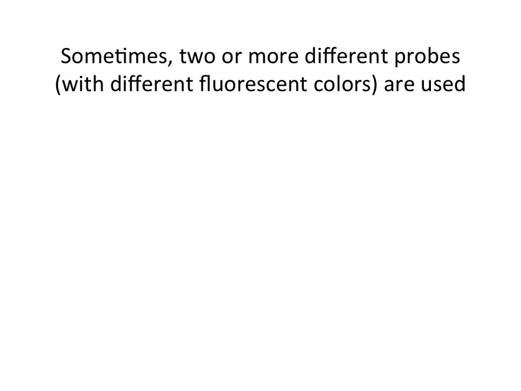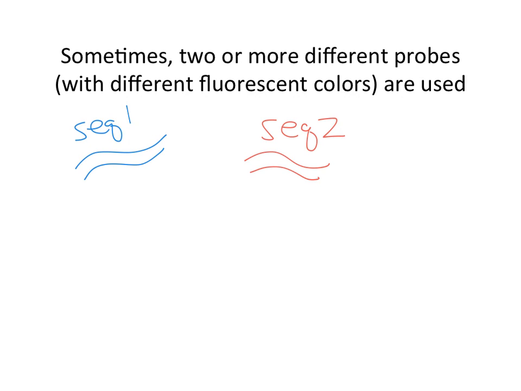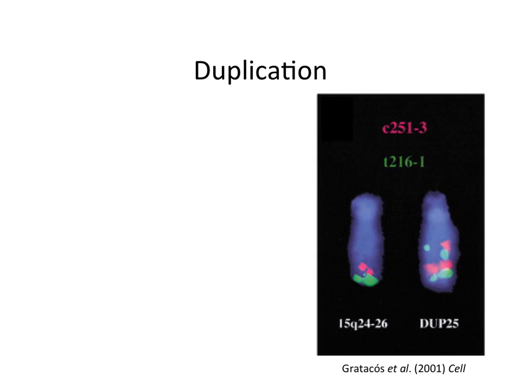And as I've mentioned, it is possible to have multiple fish probes that have 2 different sequences. So we could have sequence 2 with a red fluorescent molecule and sequence 1 with a blue fluorescent molecule. These sorts of experiments, looking for duplications and inversions, can really benefit from using multiple colors. So in this example, what these scientists have done is they've got 2 different unique fish probes. Here they're green and red.